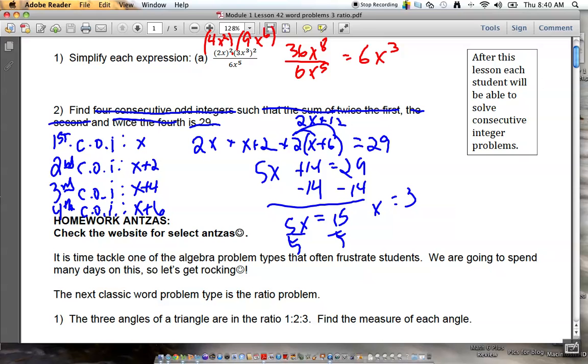So it said to find the 4 consecutive integers. So it's 3, 5, 7, and 9. Yes? Would it work if you put in the third and fourth one? No, the minute you change what's on the left, the whole problem's going to be messed up.